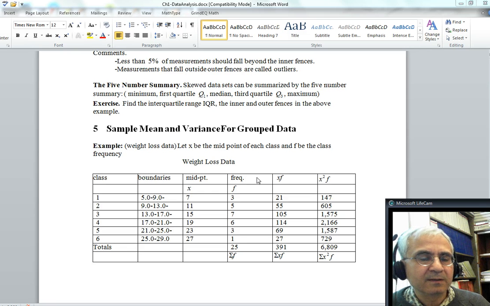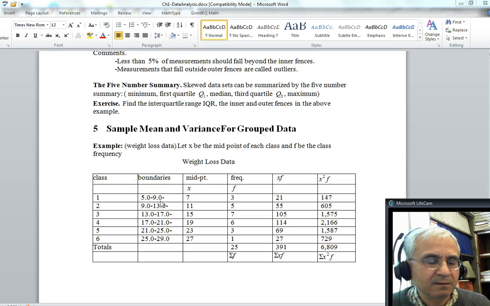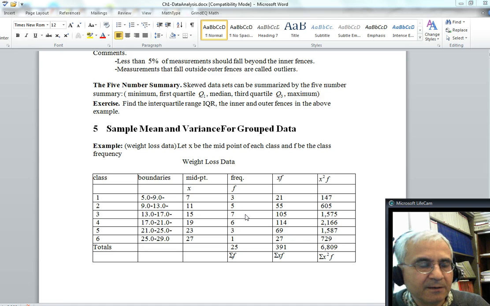So today we're going to talk about, suppose you lose your raw data, the original numbers of weight loss per patient, and you only have the classes and the frequencies. Can you calculate the sample mean and variance for this grouped data? This would be very important if you only keep a summary of the data and you lose your original data and you ask yourself, can I get the mean and variance and standard deviation? So here is how we do this.